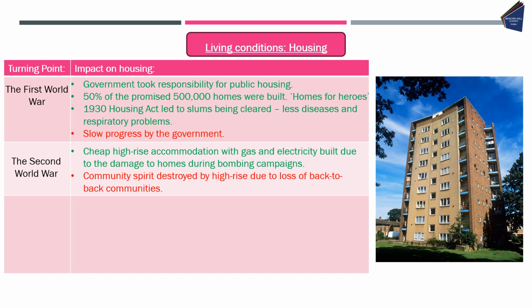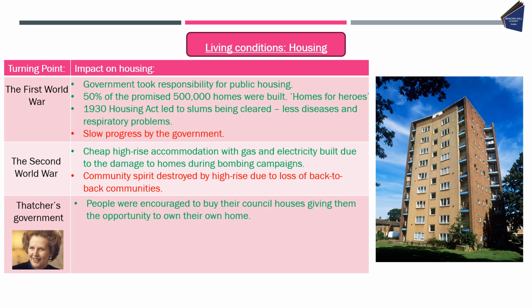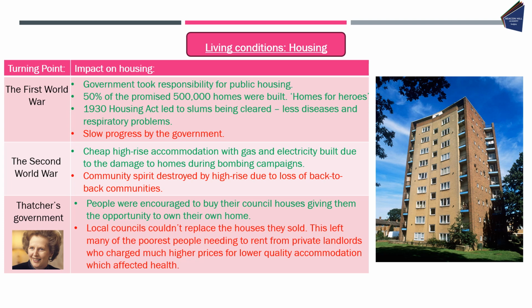The final turning point that we have is Margaret Thatcher's government. So the impact that she has on housing is massive, and it is something that we still feel the impact of today. So in terms of a positive, people were encouraged to buy their council houses, which gave them the opportunity to build their own home. But what Thatcher's government didn't do is replace the houses that they sold.